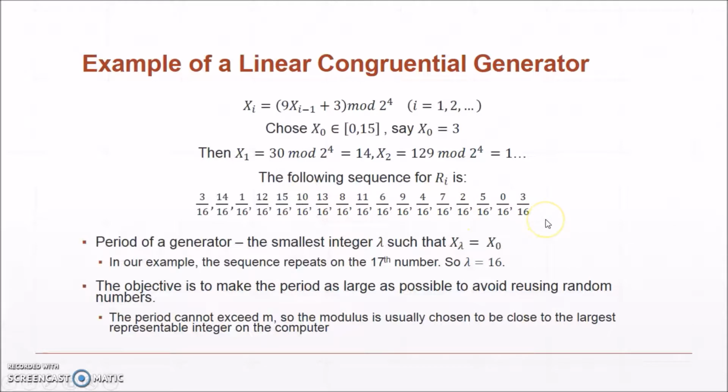And so one of the things we're looking at with a generator is the period of it. It's basically the smallest integer lambda such that x sub lambda equals x sub 0. In our example, this sequence repeats on the 17th number right here. In the beginning, it's 3 over 16. At the end right here, it's 3 over 16. And if we were to keep going, we would see 14 over 16, 1 over 16. And so our lambda equals 16.